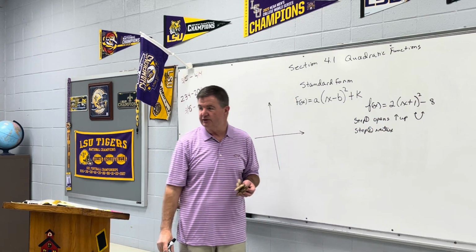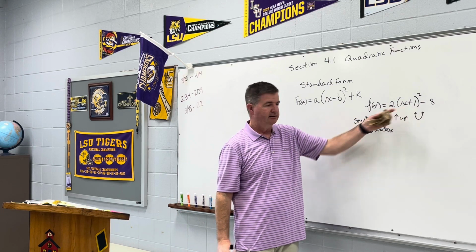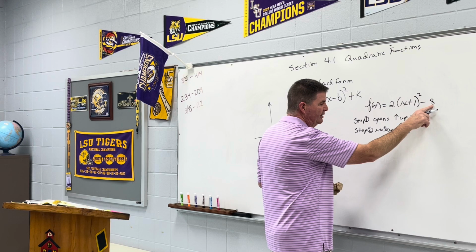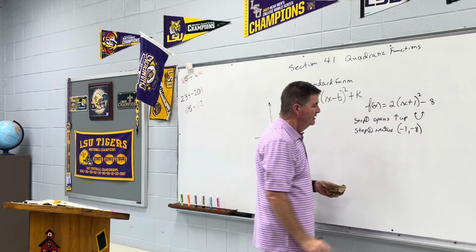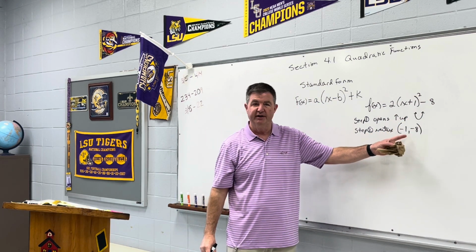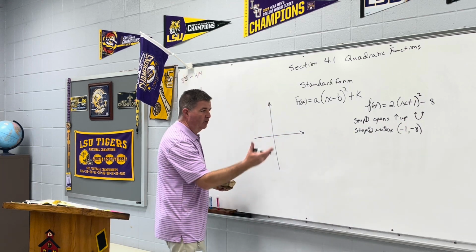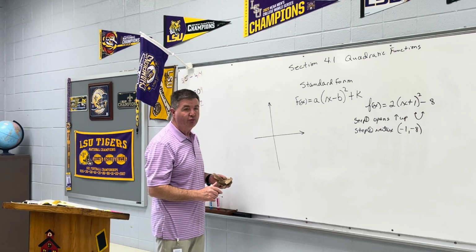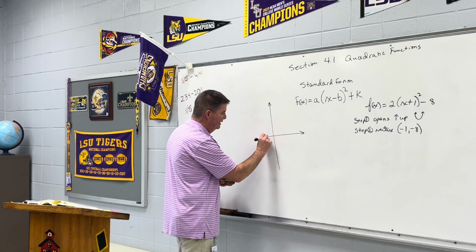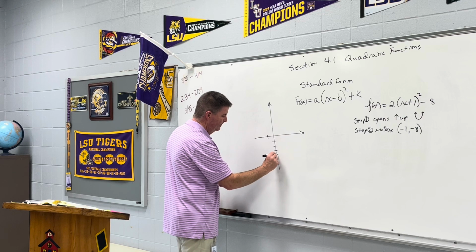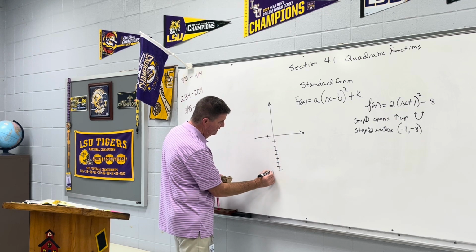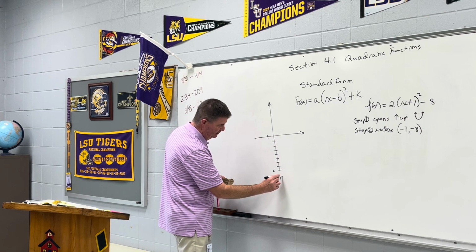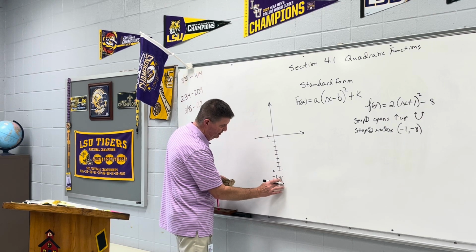And the vertex in this one, the opposite. So negative 1, comma, k, what we see, which is negative 8. So the vertex is negative 1, negative 8. So with this step, we're going to go over to our coordinate plane and we're going to graph what we know so far. So at negative 1, negative 8, this is our vertex. And we're going to label it negative 1, negative 8. Okay, negative 1, negative 8.